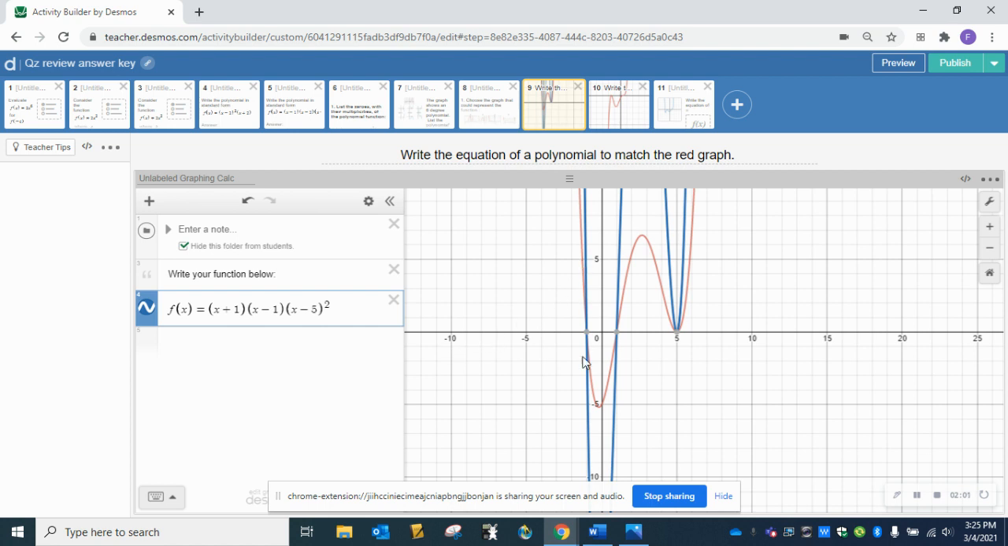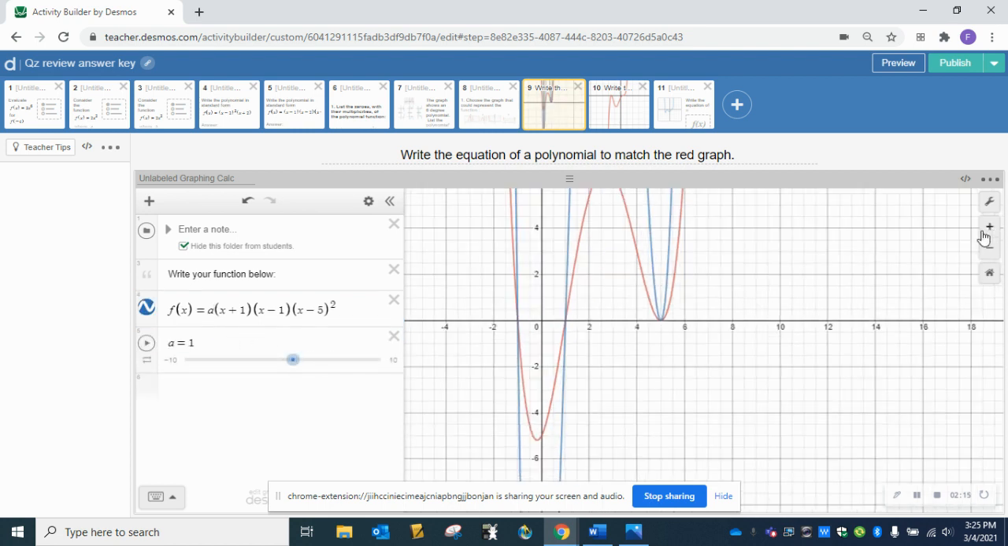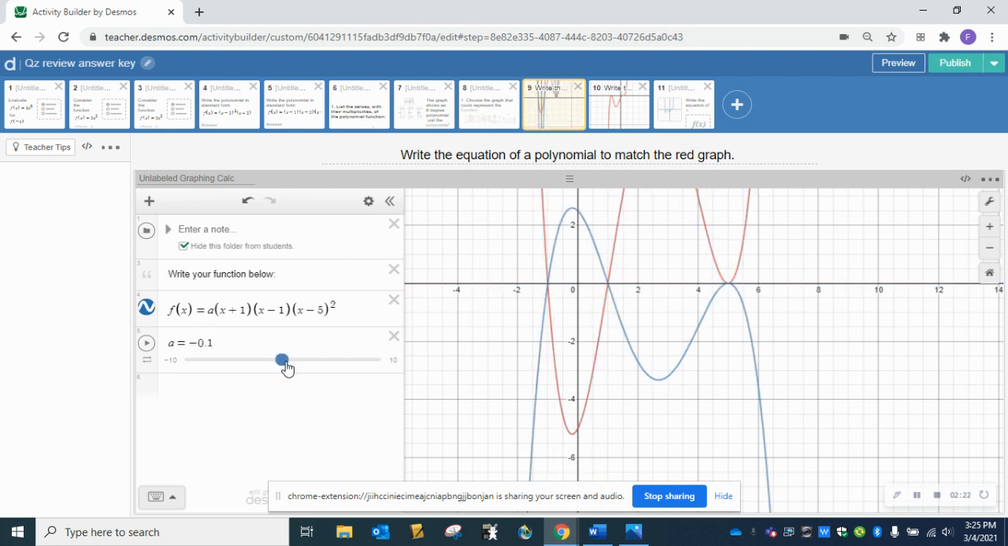All right. Now we can see that the graphs don't overlap. What should I do? Remember the stretch and shrink factor? So I'm going to put in a there, and the calculator is going to ask me to create a slider. So here I'm creating the slider, and I'm going to just move the slider up and down, or right and left. So I know now that the value of a is 0.2.